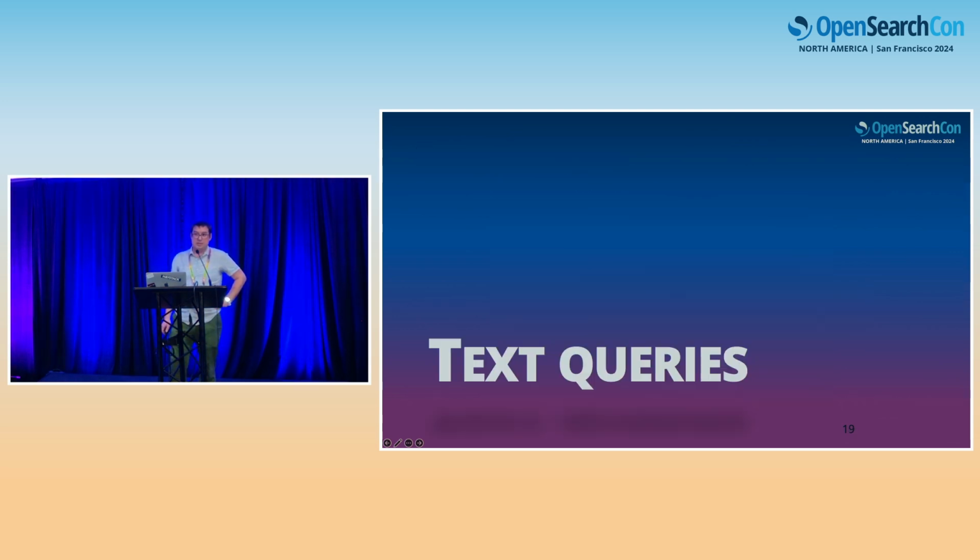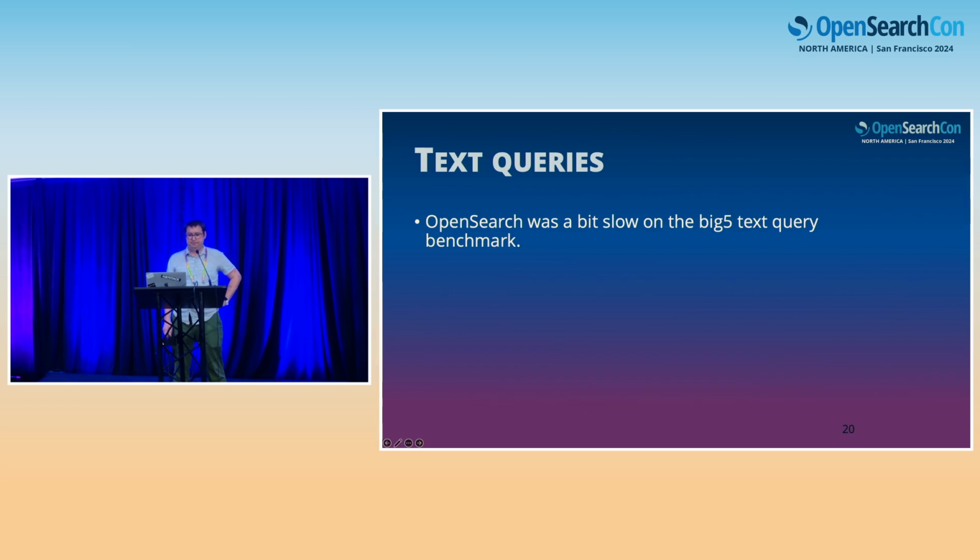So let's get into the stuff that we improved. The first major area that we decided to target was text queries. We were a little confused that the performance of OpenSearch on the Big 5 text queries wasn't great.